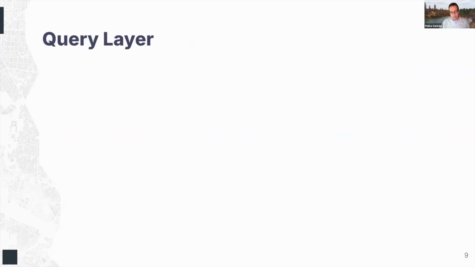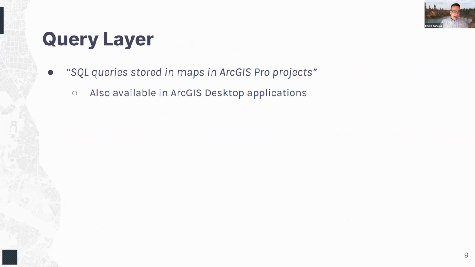So about query layers, the easiest way to handle PostGIS database layers in the ArcGIS desktop application. It's basically SQL queries stored in maps in ArcGIS projects, and also available in the old ArcGIS desktop applications.